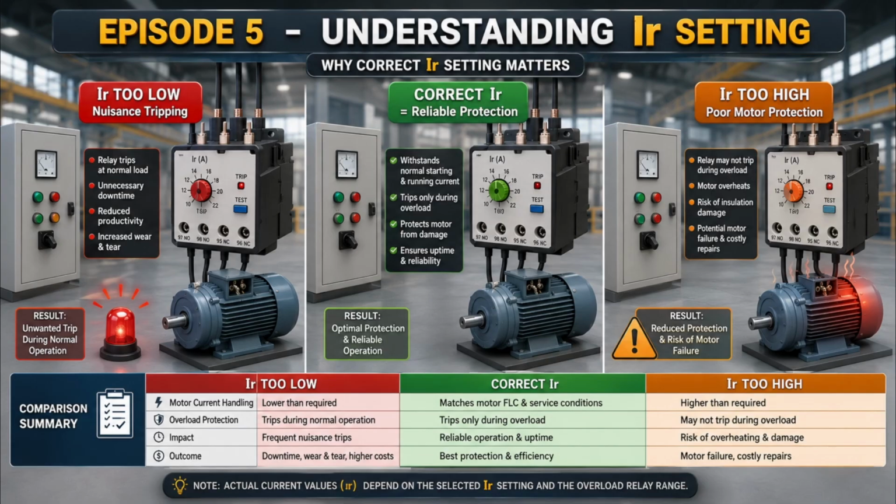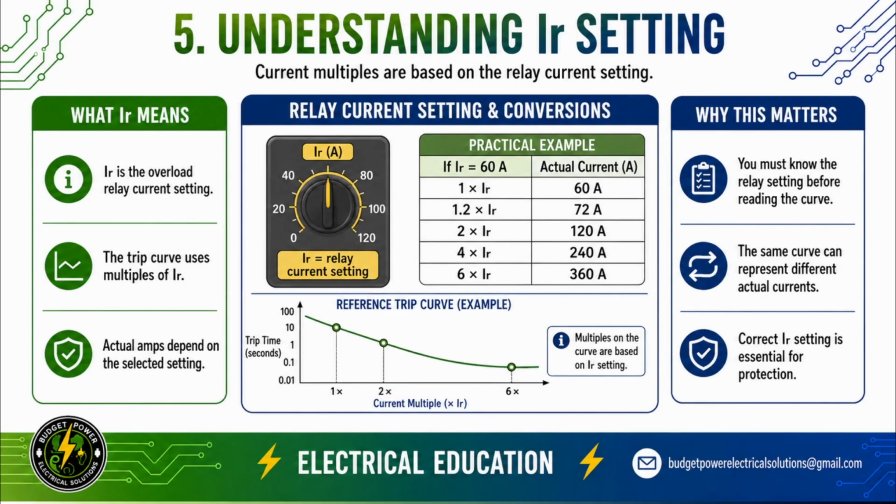Now we need to understand IR, because every point on the trip curve is based on this setting. IR is simply the overload relay current setting. For example, if we set IR to 60 amps, then 1 times IR is 60 amps. 1.2 times IR is 72 amps. 2 times IR is 120 amps. 4 times IR is 240 amps. And 6 times IR is 360 amps.